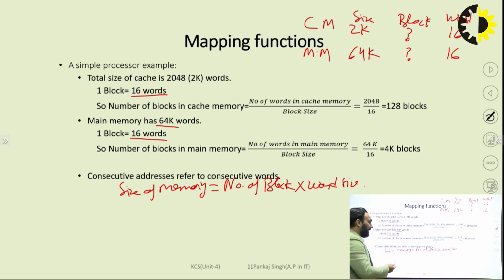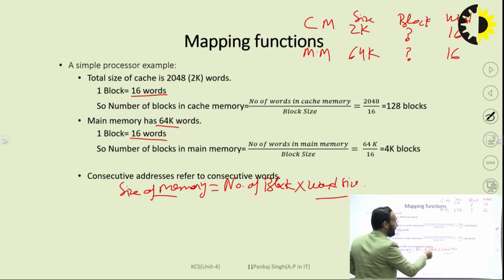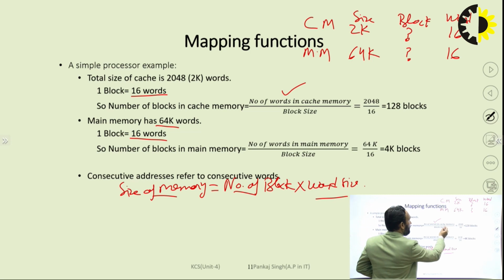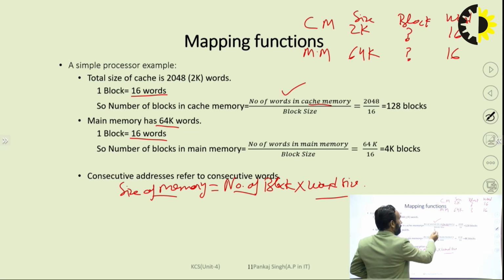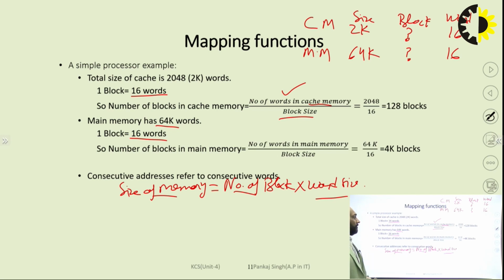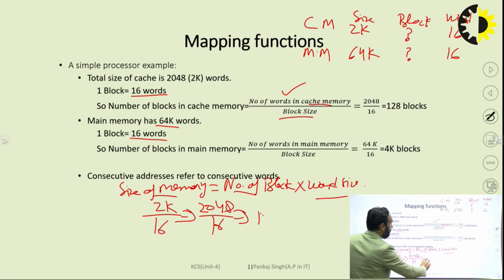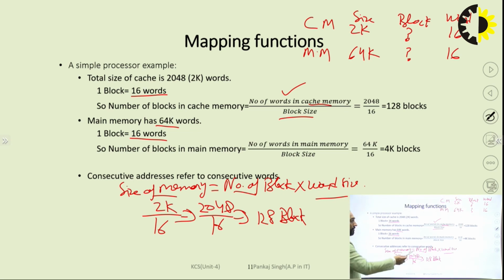If we know two values, like size of memory and word size, we can easily find the number of blocks. As we did here, first we found the number of blocks in cache memory. It is calculated as size of cache memory divided by block size. So when we divide the cache memory size, that is 2K, by 16, or 2048 divided by 16, the answer is 128 blocks. Likewise, if we do the same for main memory, we find 4K blocks.